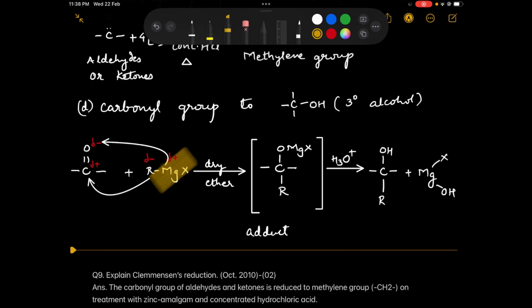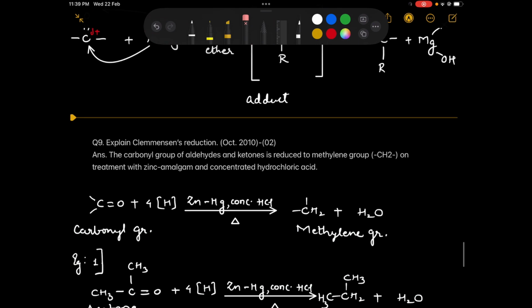Mg being electropositive will get bonded across the oxygen, which is the electronegative atom. And R, that's the alkyl group, will get bonded across the carbonyl carbon. This reaction occurs in the presence of dry ether. It forms an intermediate called an adduct, which further on hydrolysis gives you a tertiary alcohol. Let's move on to the next question.